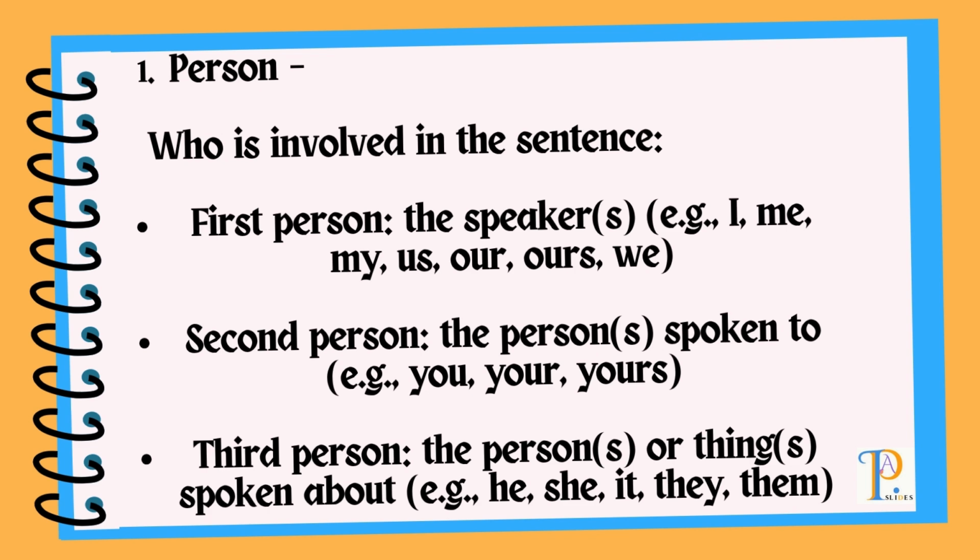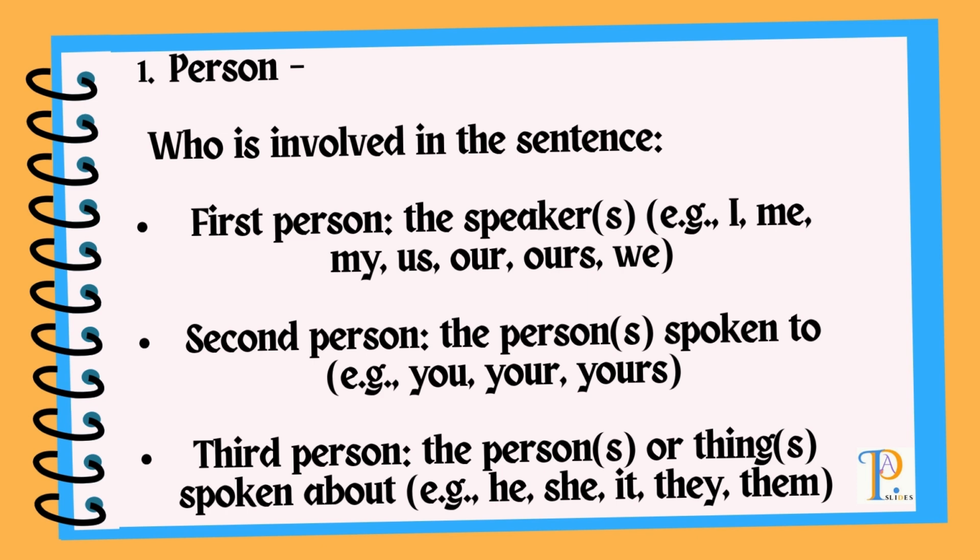Now, one of the factors that can make these pronouns change form is person. In personal pronouns, person has to do with who is involved in the sentence, who is part of that sentence. And talking about the who in the sentence, we can place them into three groups. We have the first person, we have the second person, and we have the third person.